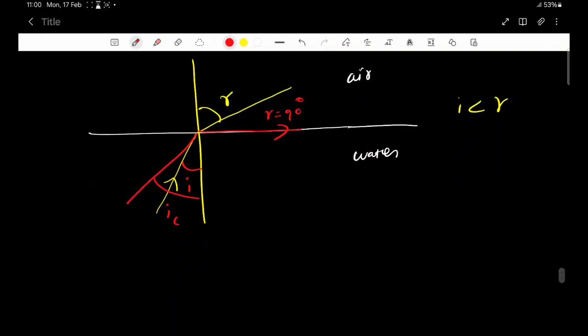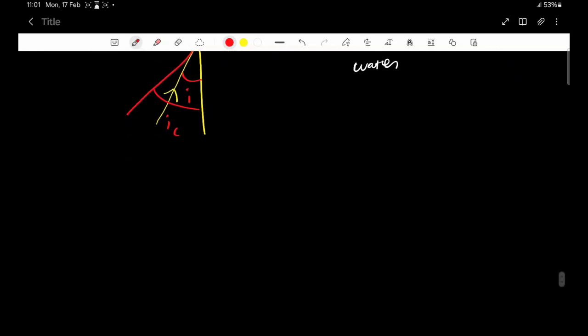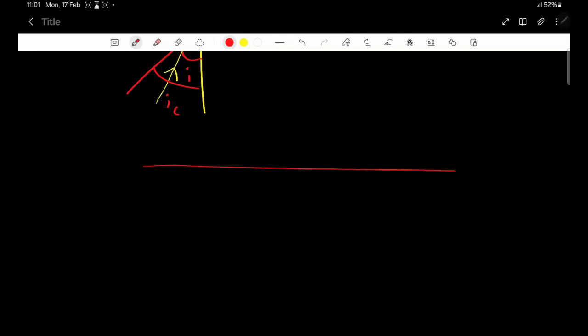This phenomenon is called total internal reflection. It is because of total internal reflection only that diamonds are shining, and we can extend this idea to understand this case also. Imagine we have a pond.